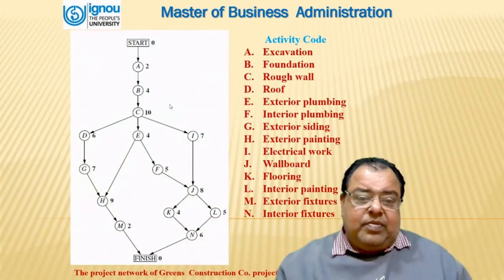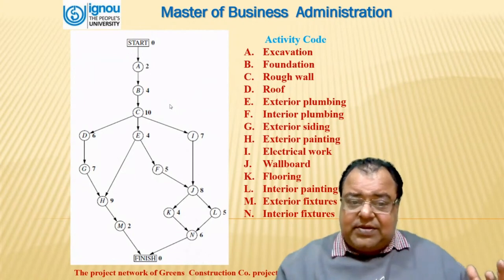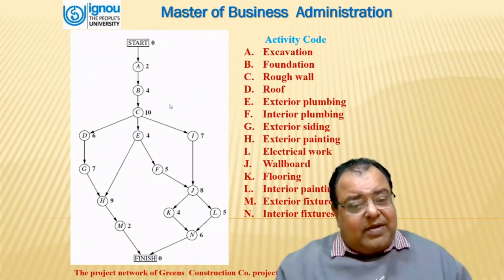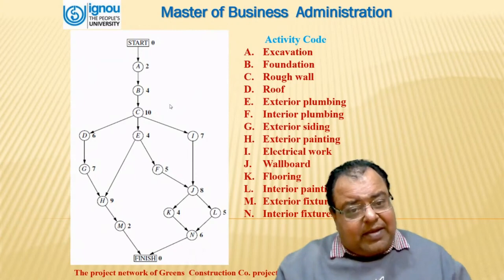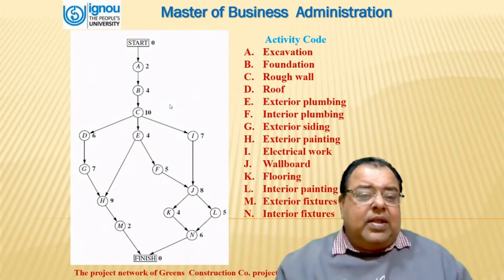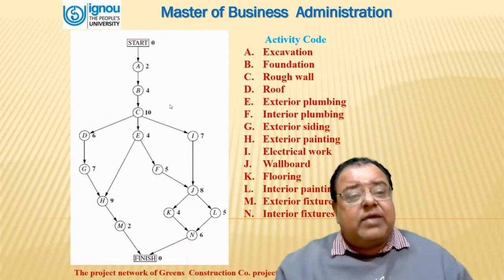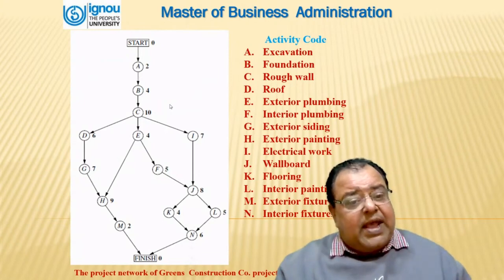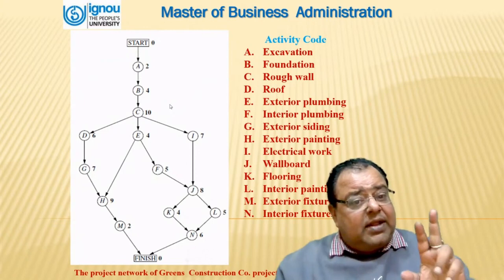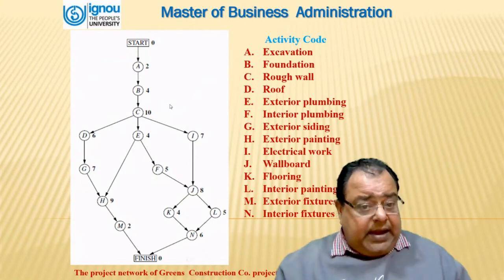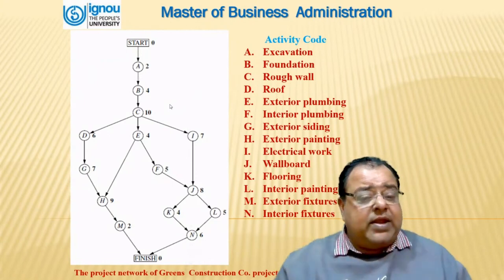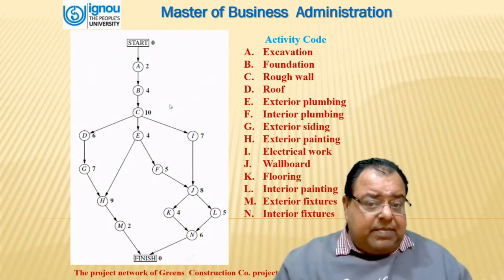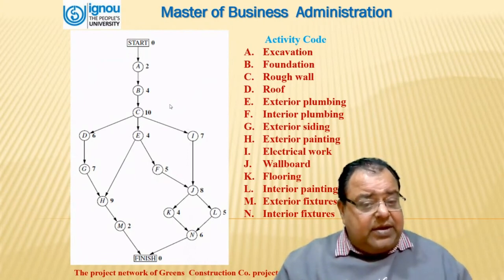Now, the information which was shown to us in the tabular form has been drafted into a network diagram. Starting from the initial stage, the first step was excavation, and the activities are marked in the circles A, B, C till N, and the numbers depicted over here are the time for the particular activity. As per the problem given to us, the network diagram has been drawn.